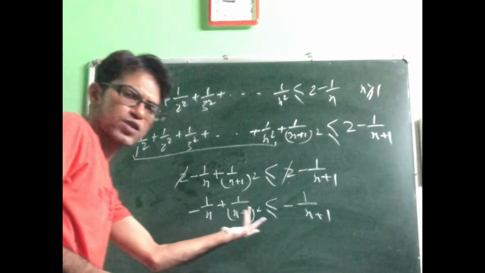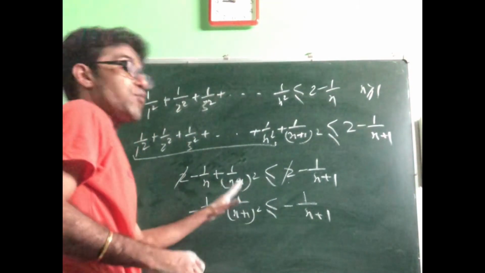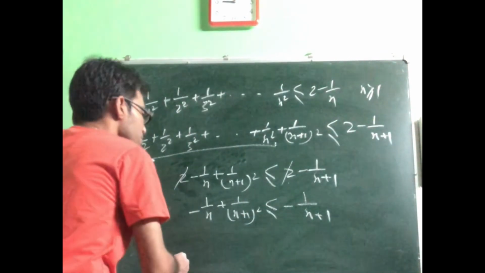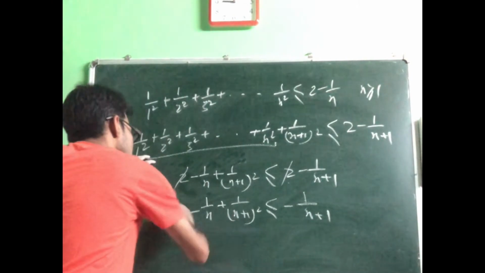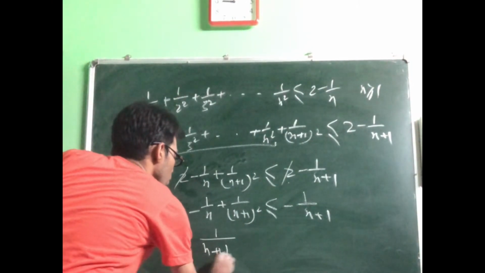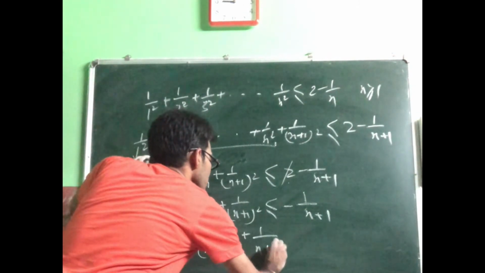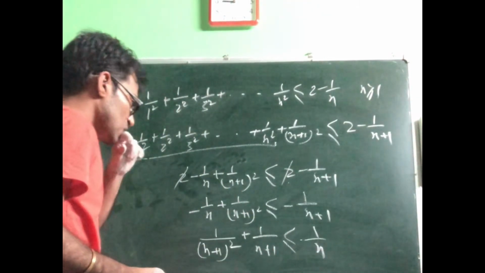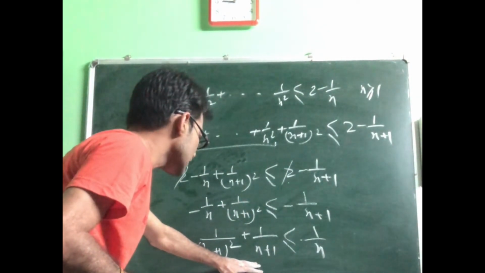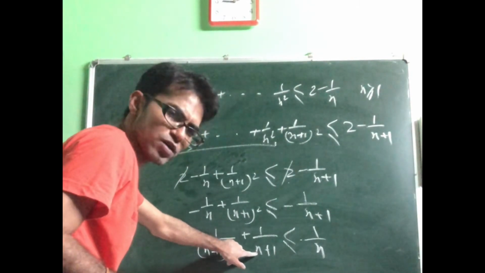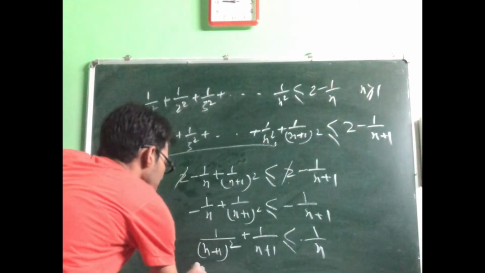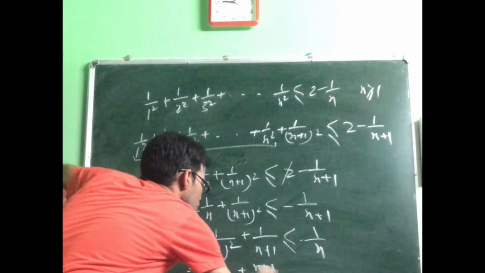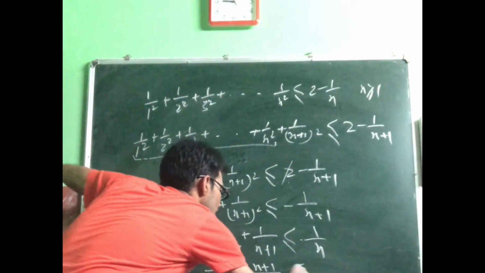So probably the best approach, the previous step would have been to have all the n and n plus 1 on this same side. So the previous step would have been 1 by n plus 1 square plus 1 by n plus 1 less than, with the 1 by n coming this side. Because here I got a square, here no square, so probably the previous step would have been 1 by n plus 1 whole square plus 1 by n plus 1 less than 1 by n.